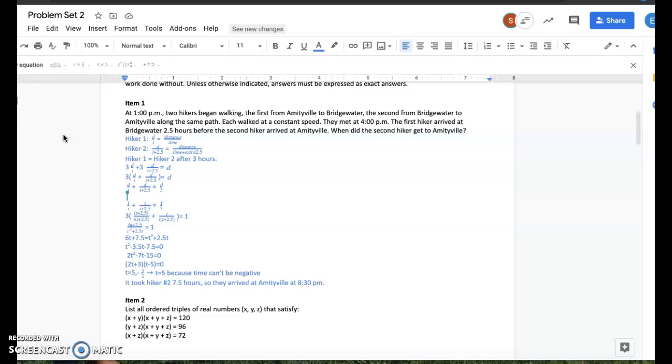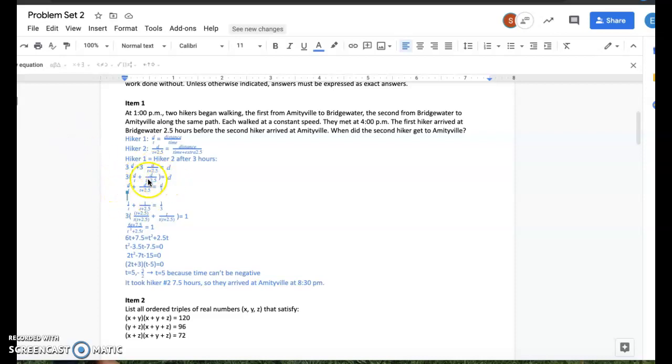And then we wanted to find the distance at which point they met up. So we have the 3 hours when they met. That's why you do 3 times the rate of the first hiker plus 3 times the rate of the second hiker, which is equal to d. Once you come to that equation, you can factor out a 3 and then divide the 3 onto the other side. So that's why you get d divided by 3.